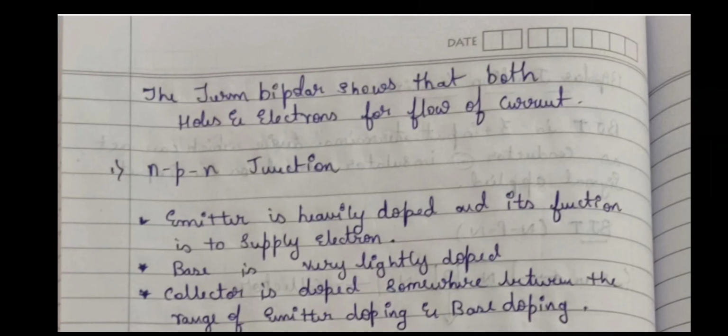So the term bipolar shows that the flow of current is due to the holes and free electrons which are being formed in the BJT transistor. That is what bipolar says. It means that both holes and electrons are contributing to the flow of current in the BJT.